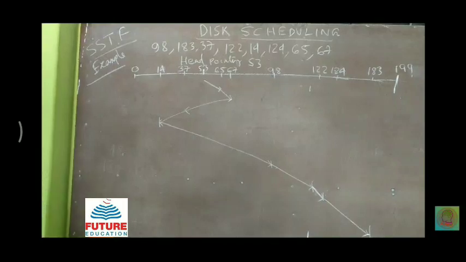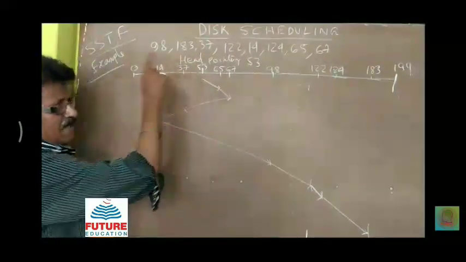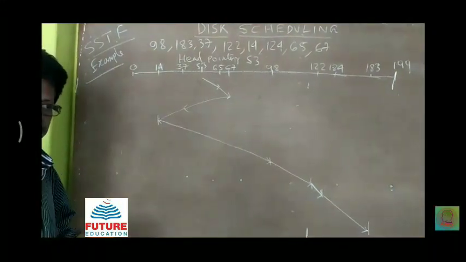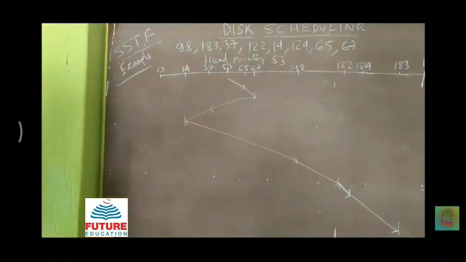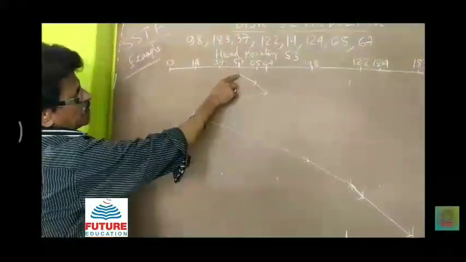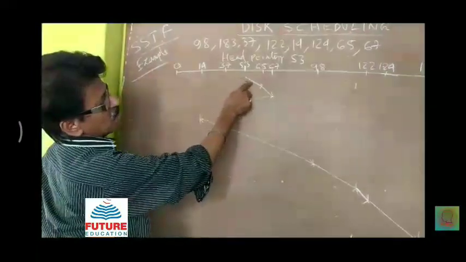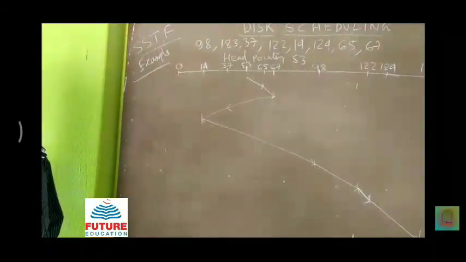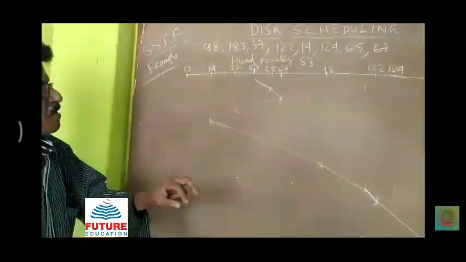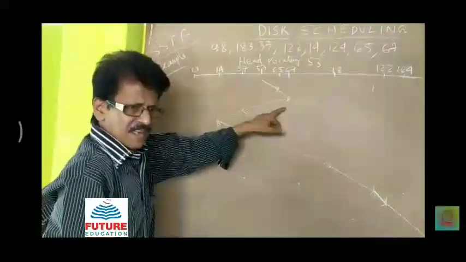The algorithm says that we always access the track which has the least seek time. In our previous problem, we moved from 53 to 98, but here we move from 53 to 65 because the seek time is less. Now, from 65 to 67, the seek time is very less.